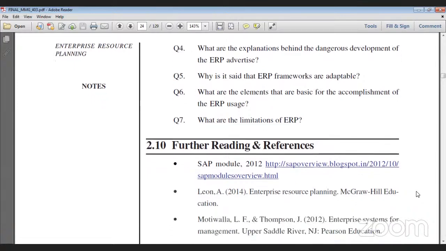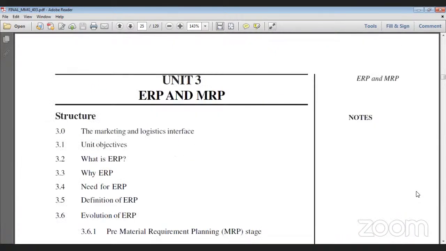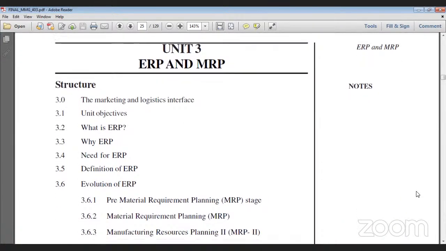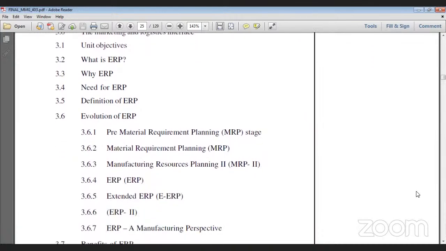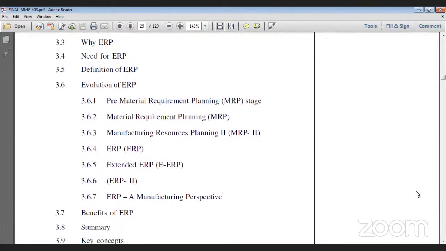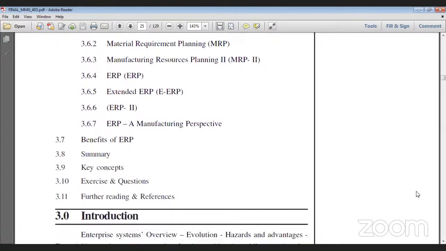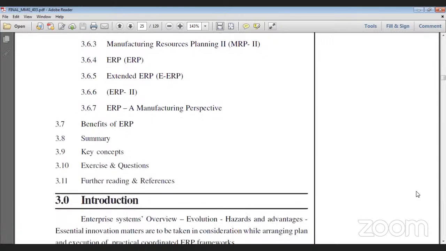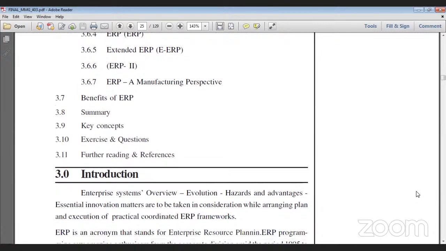Then you will find the next unit. That is unit number 3 here, ERP and MRP. Here there are some unit objectives given. Introduction, enterprise system overview, evolution, hazards and advantages, essential innovations, matters are to be known.